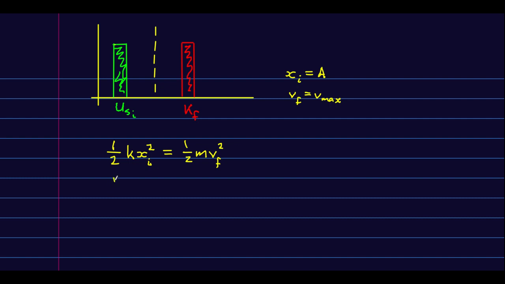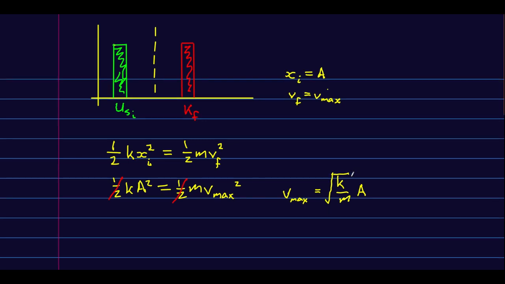And so I can rewrite this. I have factors of a half on each side, so those are gone, and if I just solve for v_max, I get this. And that can be useful because the amplitude is easily measured, and we might previously have measured both the mass and the spring constant, and so if we know the amplitude, we can find what the maximum speed ought to be. But it would be useful to have an alternate version of this expression.